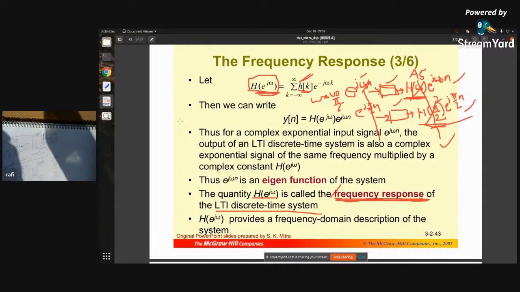Impulse is a time domain name. When you give delta of n to a system, whatever response we get, we call it the impulse response h of n. If you take the DTFT of this, we get H of e power j omega, which we call the frequency response. So what is the relation between the impulse response and the frequency response of the system? The frequency response is just the DTFT of the impulse response.